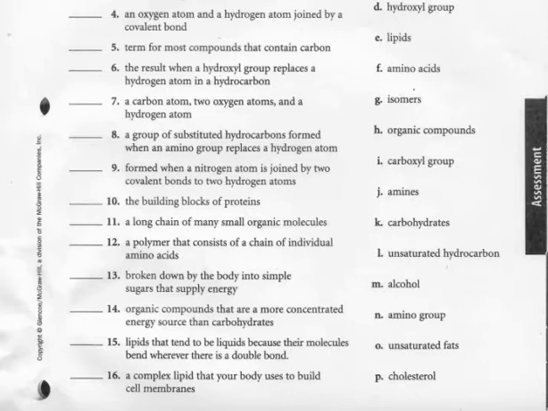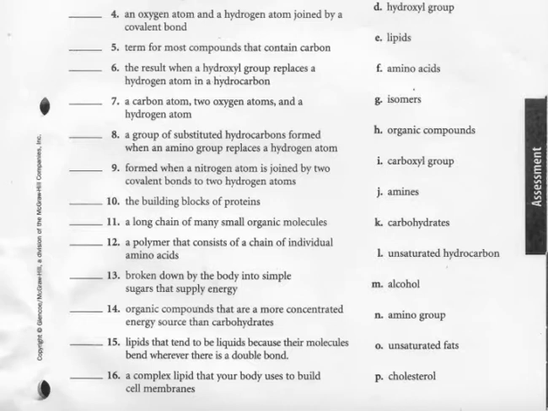Number 11, a long chain of many small organic molecules is B, polymer. Number 12, a polymer that consists of a chain of individual amino acids is C, protein. Number 13, broken down by the body into simple sugars that supply energy, that would be K, carbohydrates. 14, organic compounds that are more concentrated energy sources than carbohydrates, that would be E, lipids. Lipids are also known as fats, a big-time energy source. They're not good for you if you're not going to burn that energy, however.